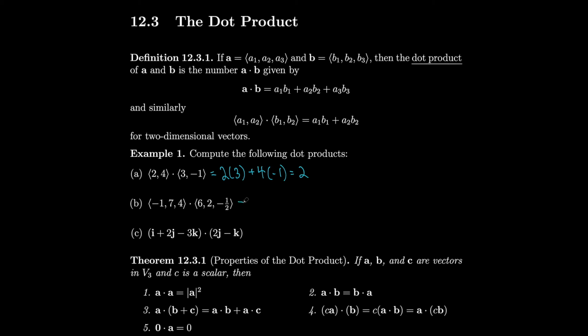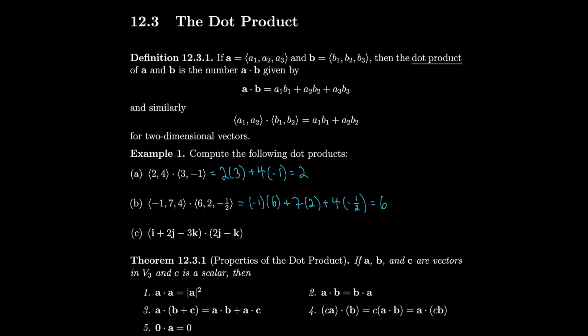For the next example, it's a three-dimensional vector product, so we just do minus 1 times 6 plus 7 times 2 plus 4 times minus 1/2, and then that just adds up to 6.